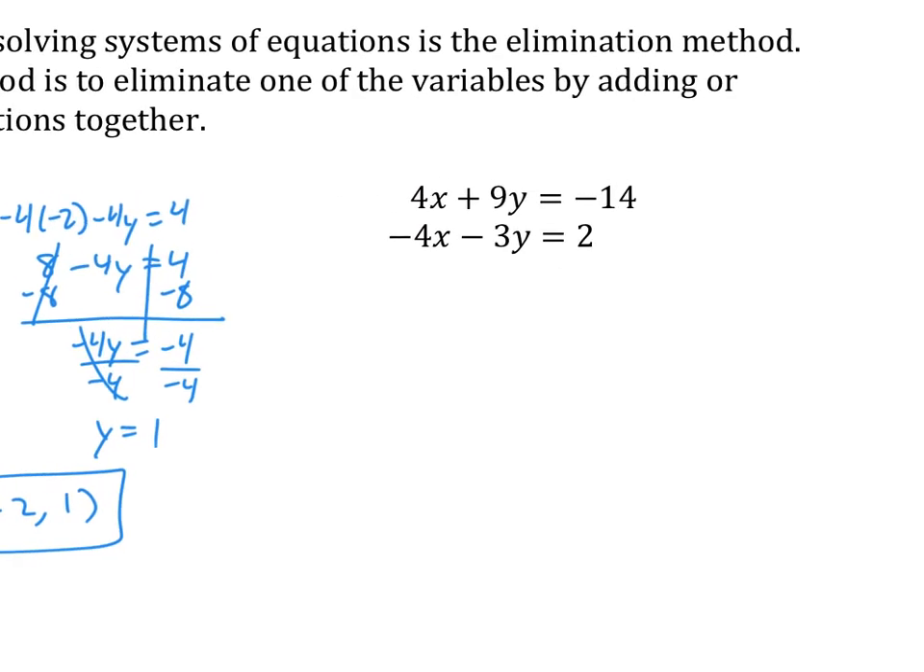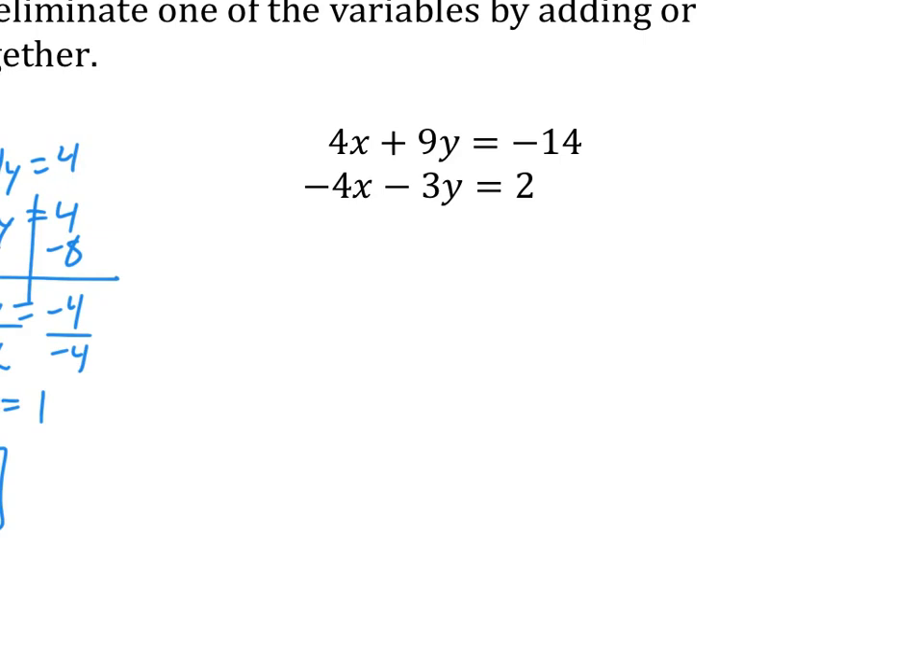Okay, let's look at our next example. Here again, we want to look for coefficients that are either the same or are opposites. In this case, we have a positive 4x and a negative 4x. And if we add those together, because they're opposites, that will be 0. So they will cancel out. Okay, so here then, we will add our equations together to get rid of that x, to eliminate that variable. We'll get 4x plus negative 4x is 0x. Again, you don't need to keep that 0x in there. You could just eliminate it.